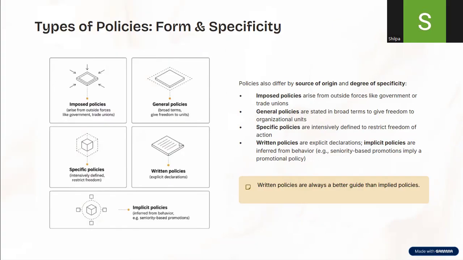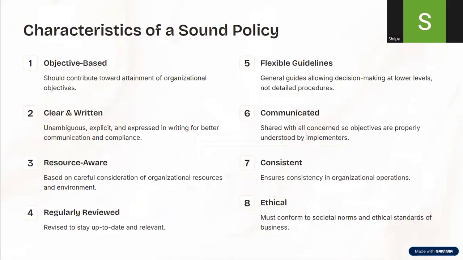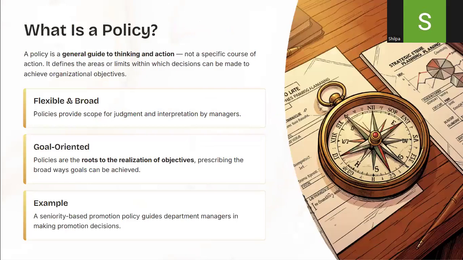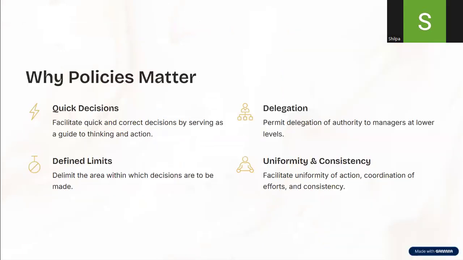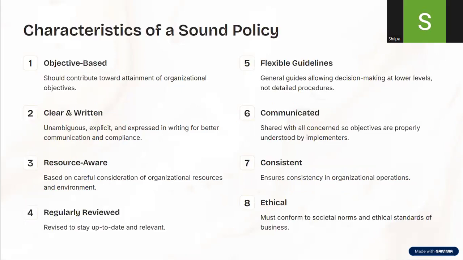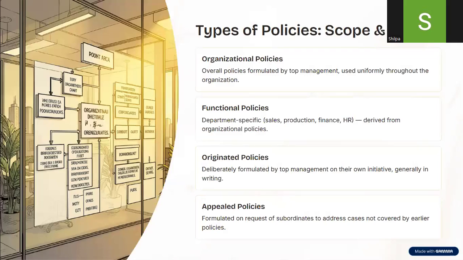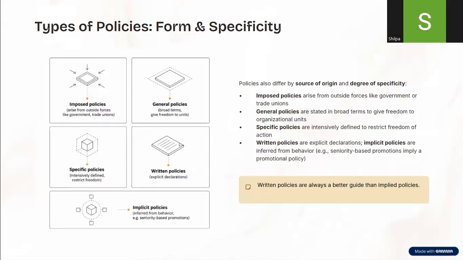So that's it for the topic today. Today we have learned the topic policy. Let's quickly revise. Policy is a general guide to thinking and action. Policy should be flexible and broad. It should be goal oriented. Now, why is policy important? Because it helps in quick decisions. It gives the limits within which the work should be performed. It helps in delegation and it brings uniformity and consistency. There are different types of policies. It could be organizational policy, functional policy, originated policy, appealed policy, imposed policy, general policy, specific policies, and written policies.